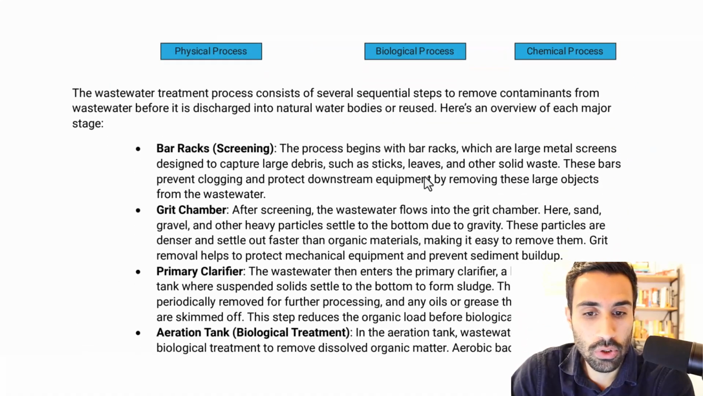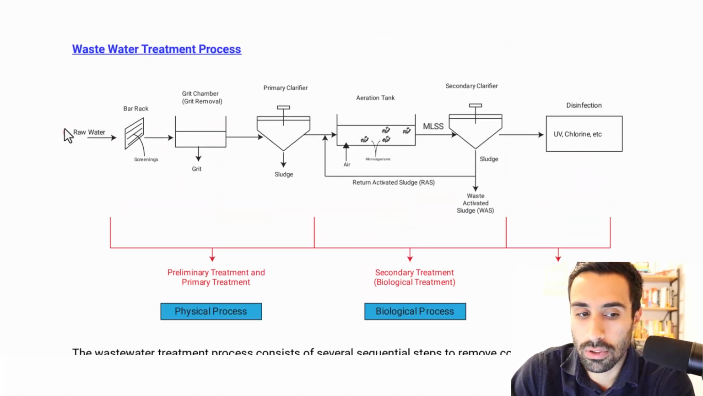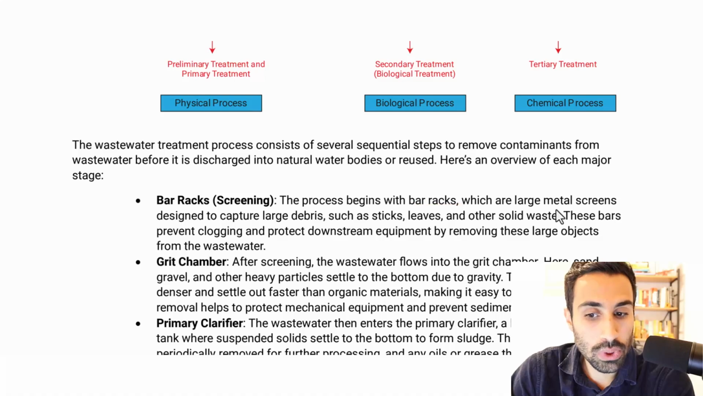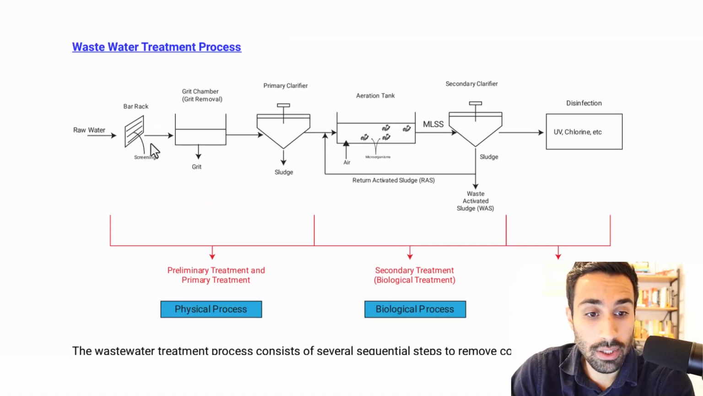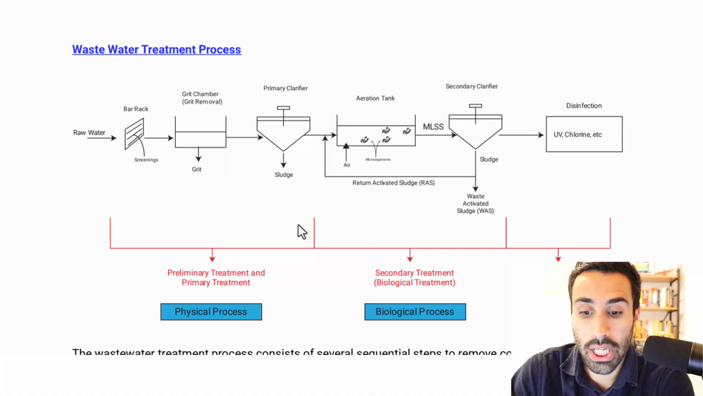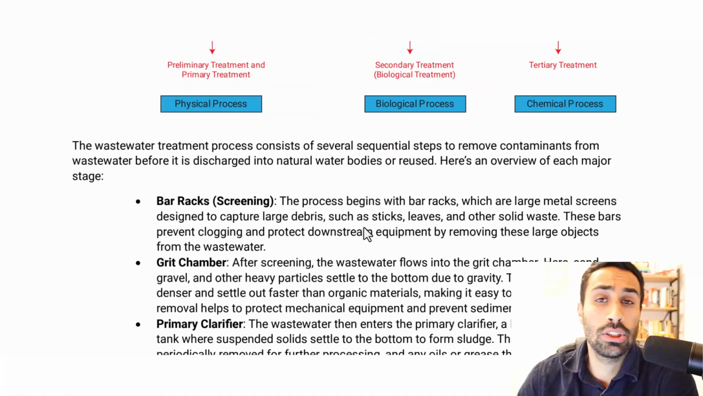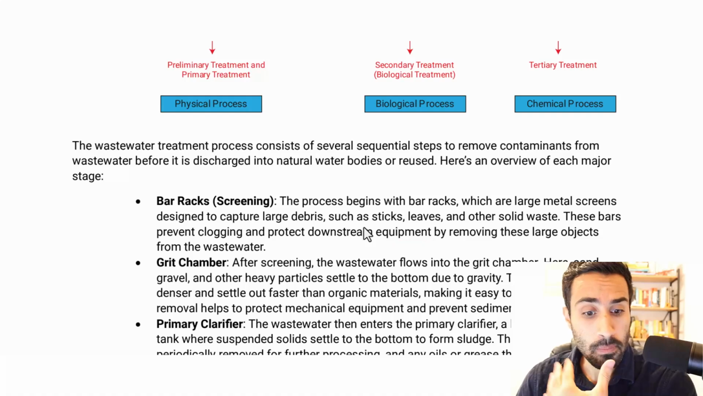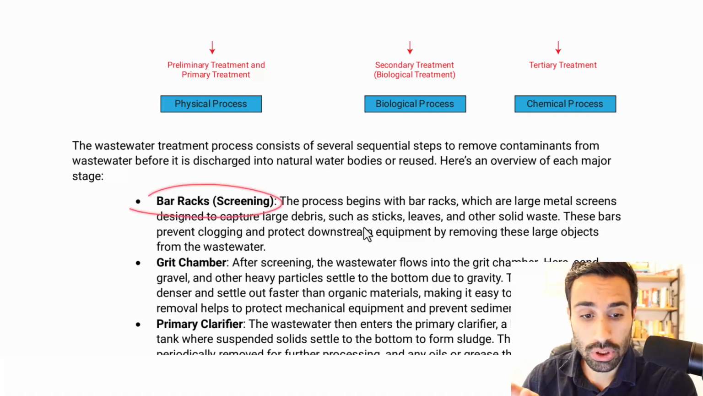Breaking these down, we know there are several sequential steps here to remove contaminants from the wastewater, or from that raw water coming in. So the first one is the bar racks, and this is what we call the screening. We do this through these large metal screens right here where we have our bar racks. And at the end, what we're doing is removing large debris such as sticks, leaves, and other solid waste to prevent clogging in our downstream equipment when we remove these. Those are the bar racks.